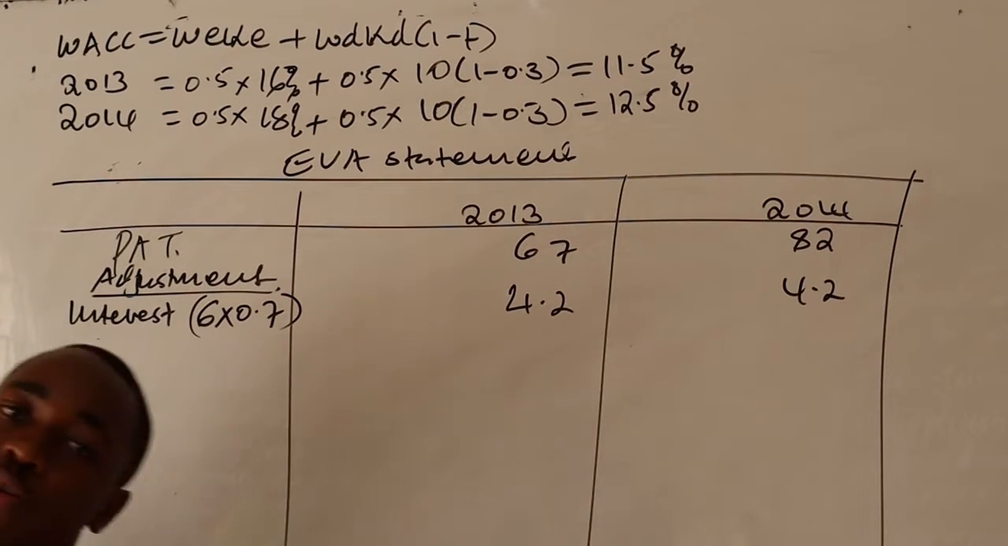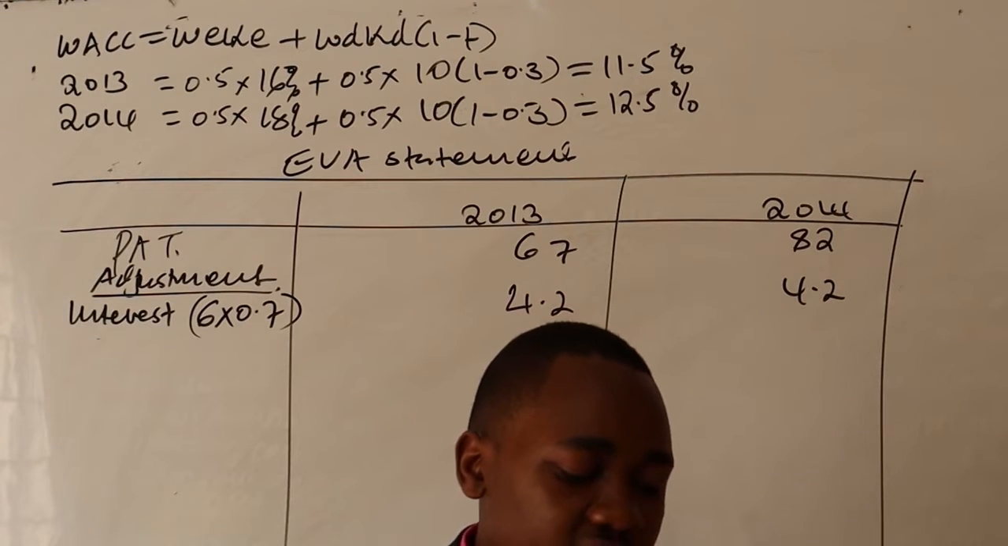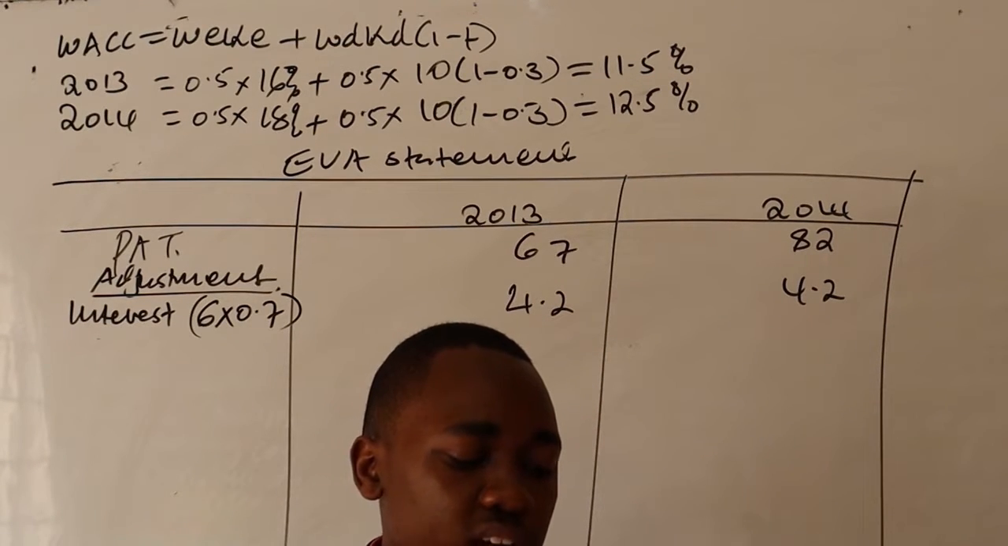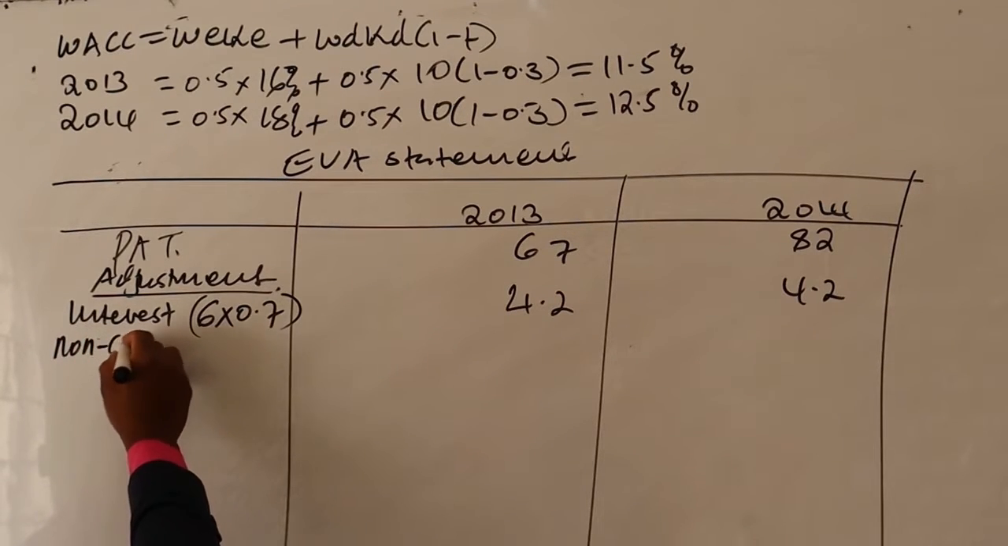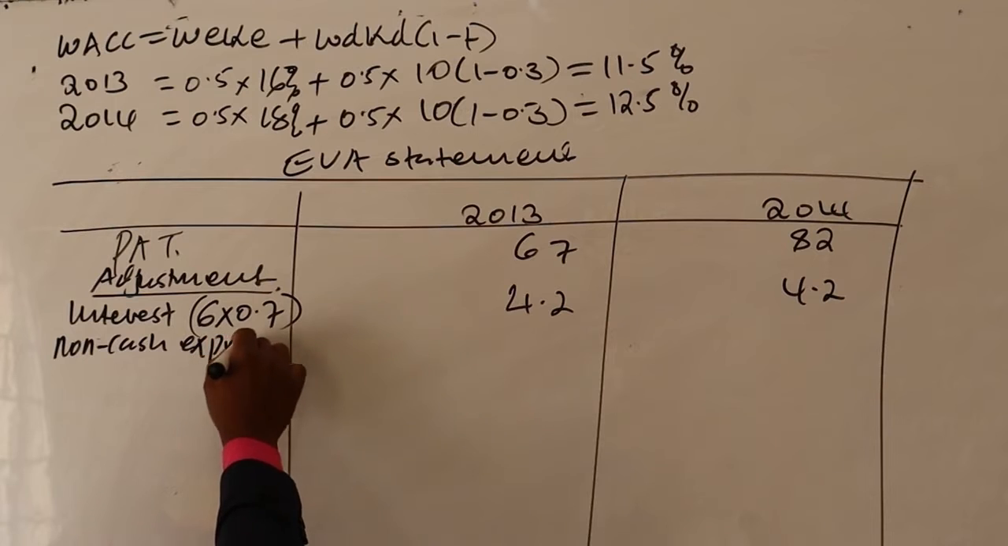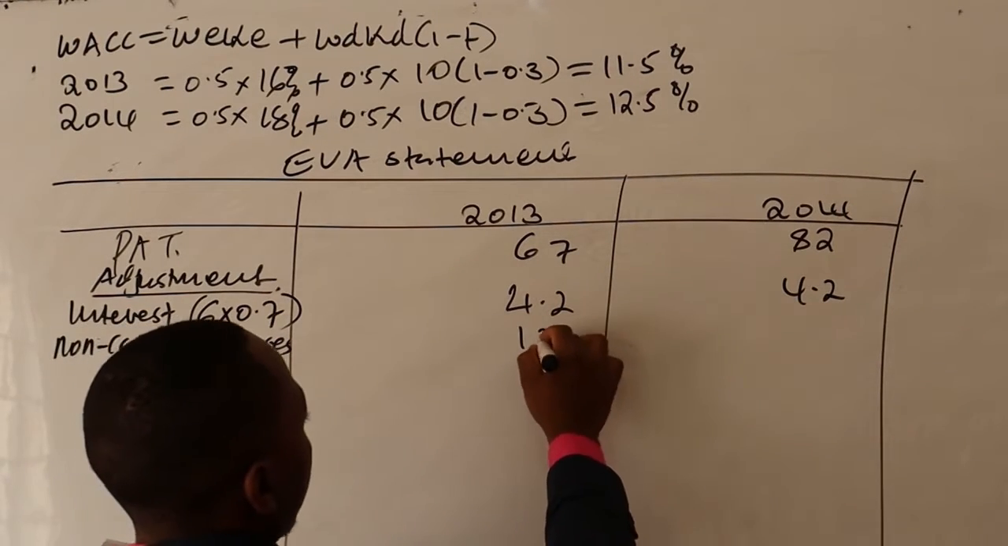4.2. Then note number 10. You are told that other non-cash expenses amounted to 12 million per year for both the year 2013 and 2014. Non-cash expenses, you add back. Remember you are dealing with the cash flows. It was 12 million each year.